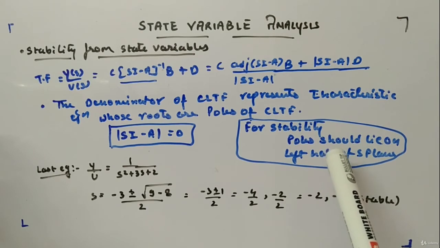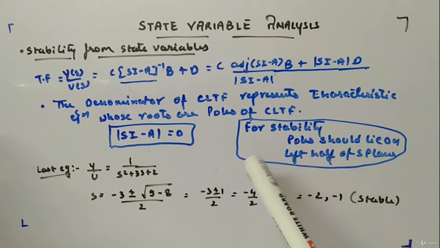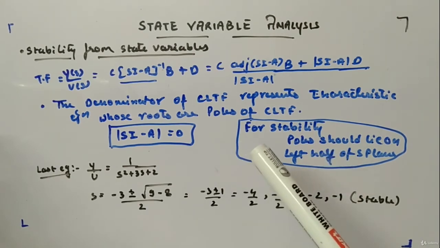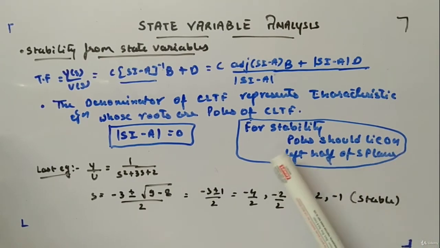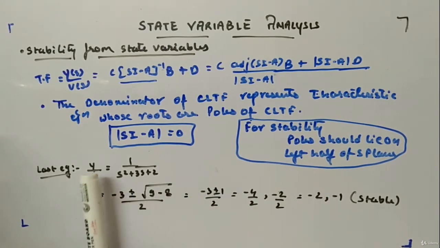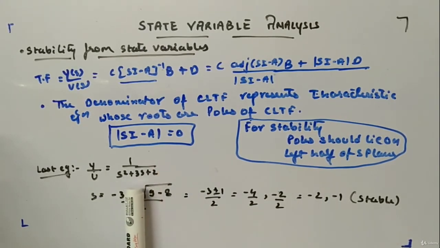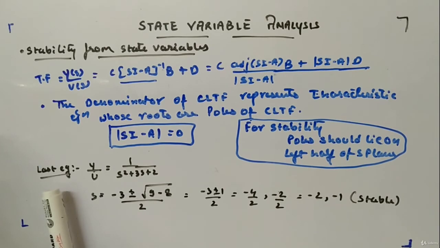If all the poles are in the left half of the S plane, then it is stable. If they are on the j omega axis, then it is marginally stable, and if they lie on the right half of the S plane, it is unstable. Okay, you know this stuff, right? So Y by U is equal to 1 upon s square plus 3s plus 2. This was our last example.